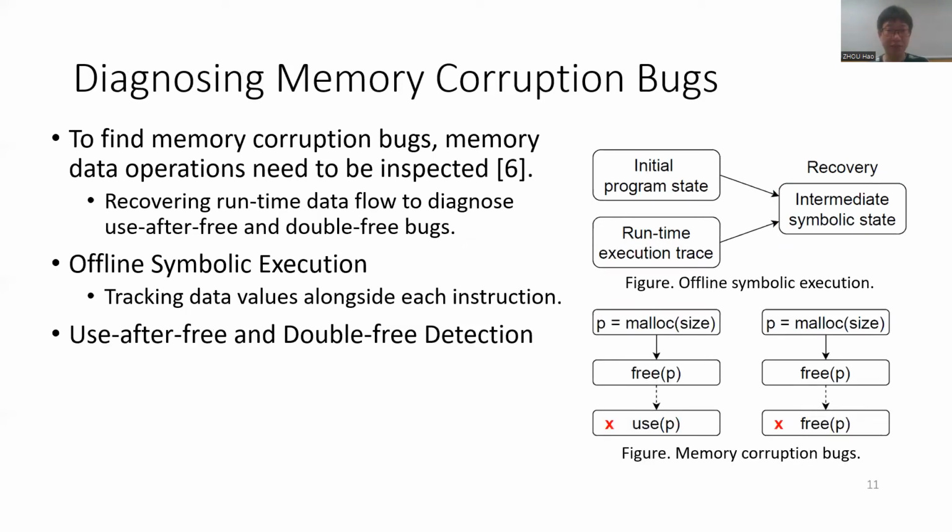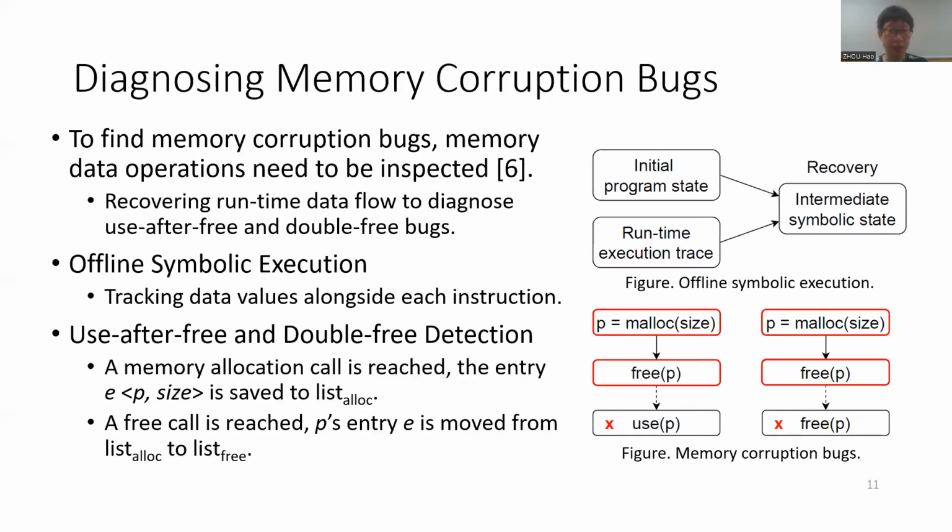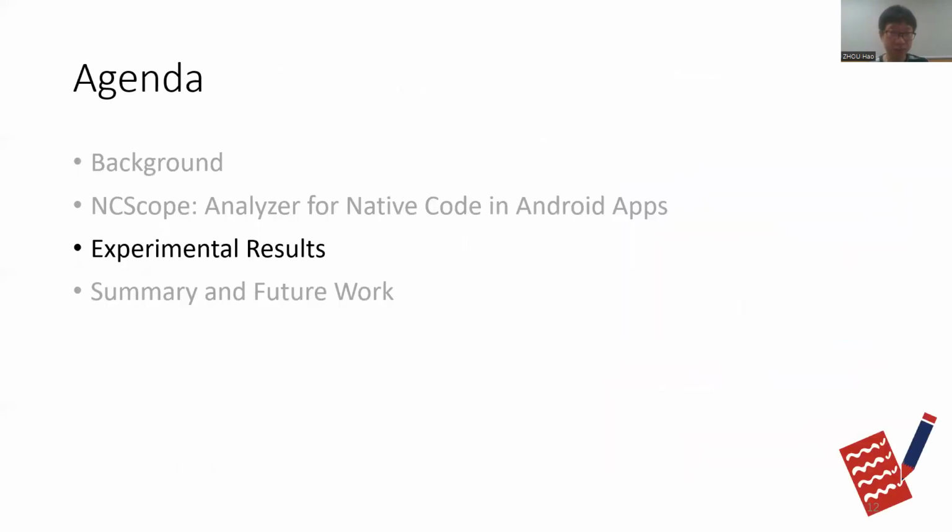To detect use-after-free and double-free bugs during this offline symbolic execution, NCScope monitors all calls to memory allocation functions and free functions, and saves the allocated and freed buffers to an allocation list and a free list respectively. If the address accessed by a memory operation is in the free list, a use-after-free bug is found, and if the address of the freed buffer is in the free list, a double-free bug is found.